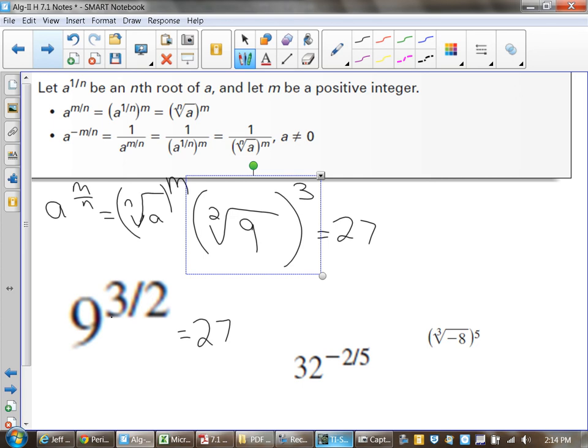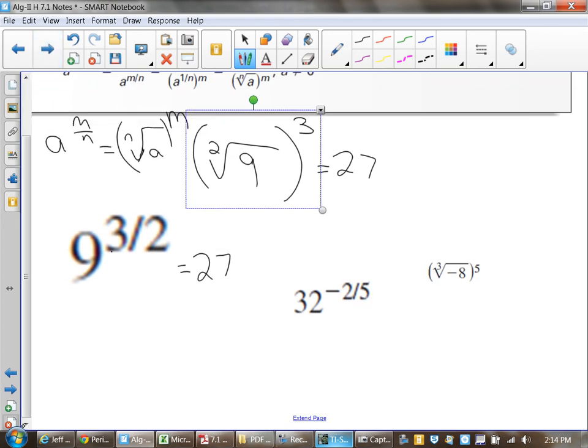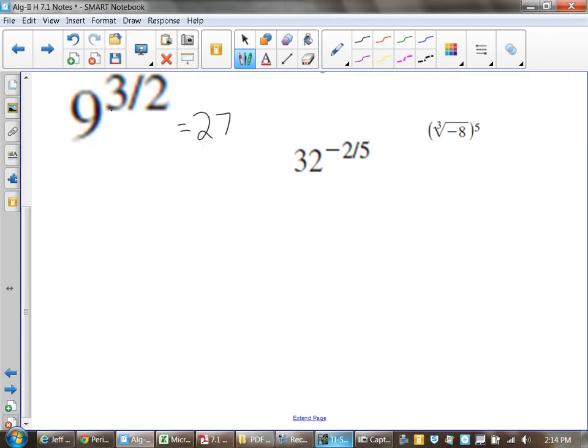Another example, if I'm looking at 32 to the negative 2/5, you have to think about what it means to have a negative exponent. Is that exponent happy where it is? No. Where is it happy? In the denominator. So you'd have to rewrite this problem as 1 over 32 to the 2/5.